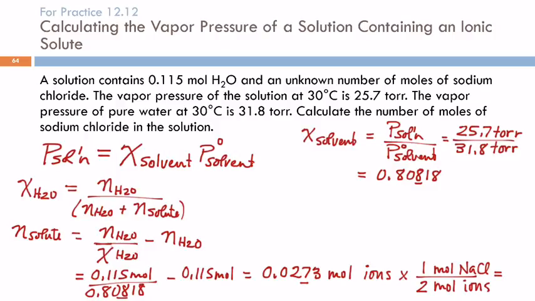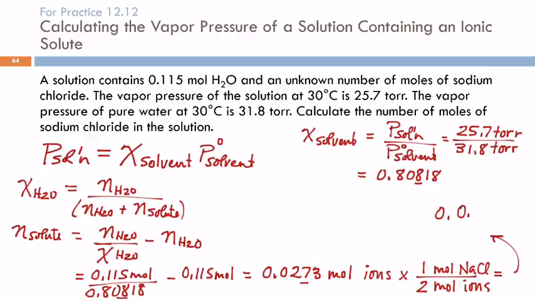So then I'm going to take that 0.0273 and divide it by 2. And that means that the solution was 0.01. I rounded that other one, so I better round this one too. Divide by 2.